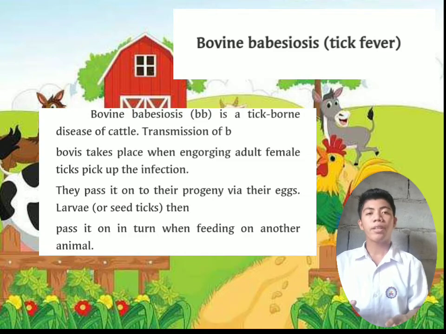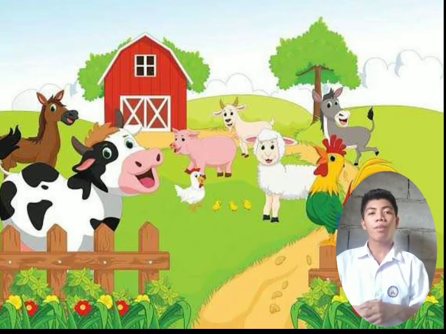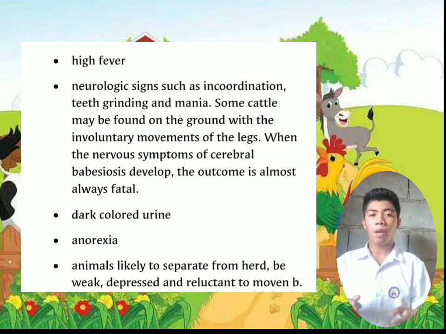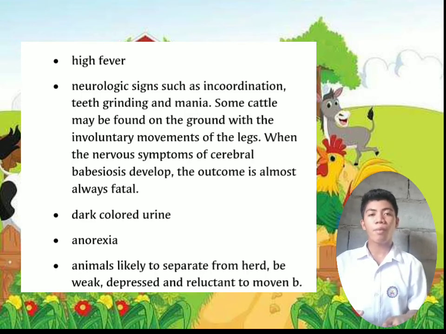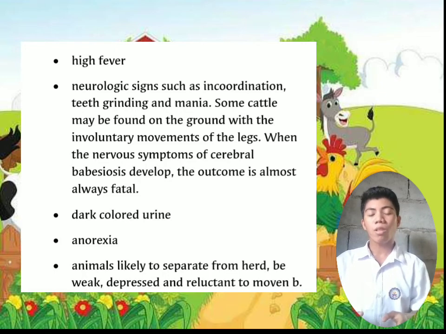feeding on another animal. So the symptoms of this disease are high fever, neurologic signs such as incoordination, teeth grinding, and mania. Some cattle may be found on the ground with involuntary movements of their legs. When the nervous signs of cerebral babesiosis develop, the outcome is always fatal.